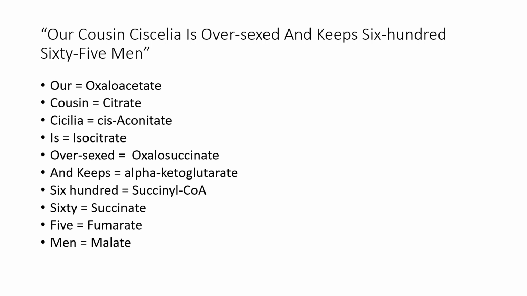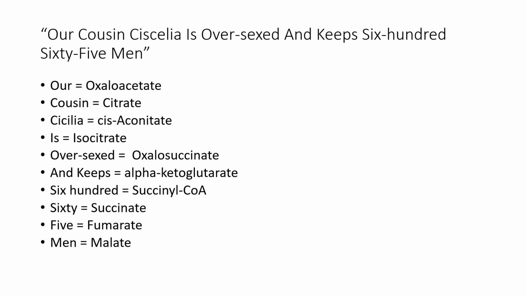My mnemonic in order is: our cousin Cecilia is oversexed and keeps 665 men. That's kind of funny. All families have a cousin Cecilia in it. And if you're not laughing, that's probably you.